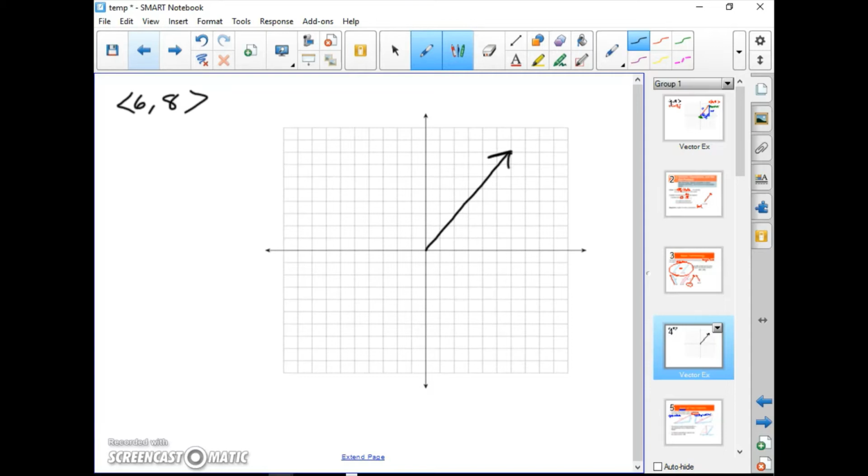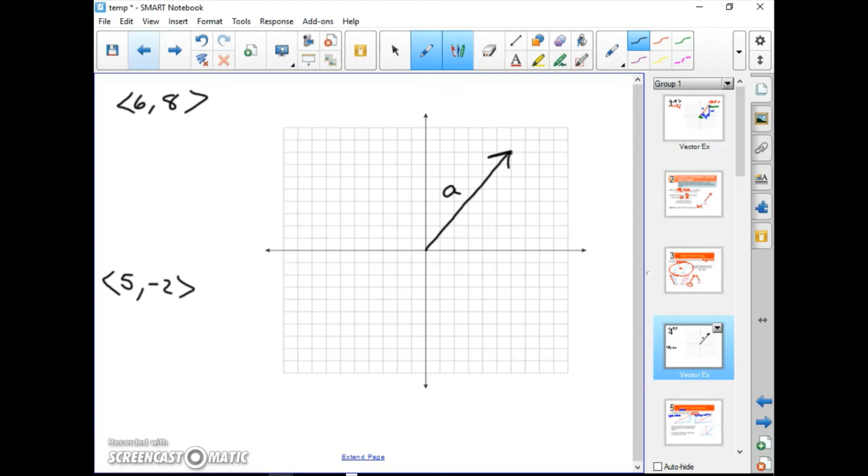I'm going to call that vector A. Okay, vector A. And then I'm going to also have another vector, 5, negative 2. Okay, so let's also graph the vector 5, negative 2.